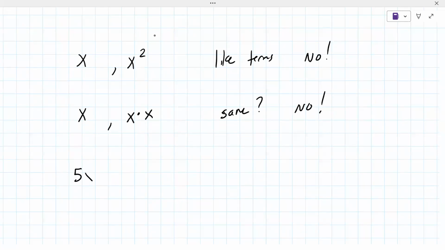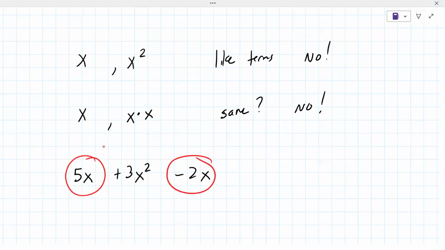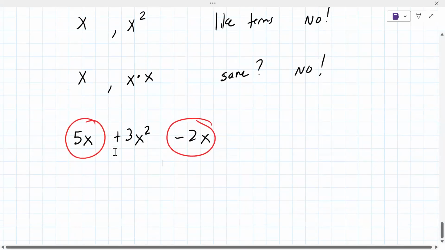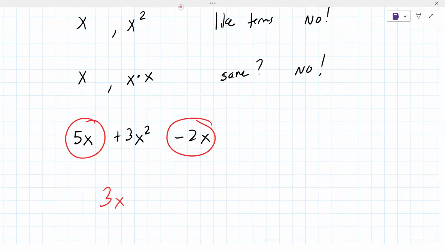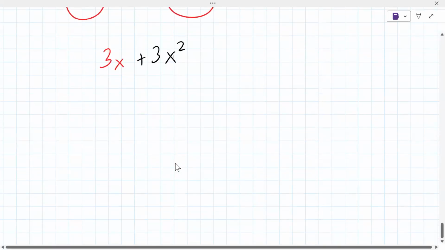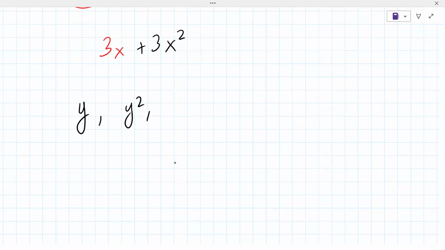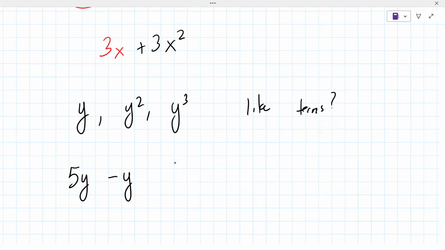So if I give you a problem like this, 5x plus 3x squared minus 2x, the like terms are the 5x and the minus 2x. So this would become 3x plus 3x squared. All right. And so you could do the same thing. Are y squared and y cubed like terms? No, they're not.